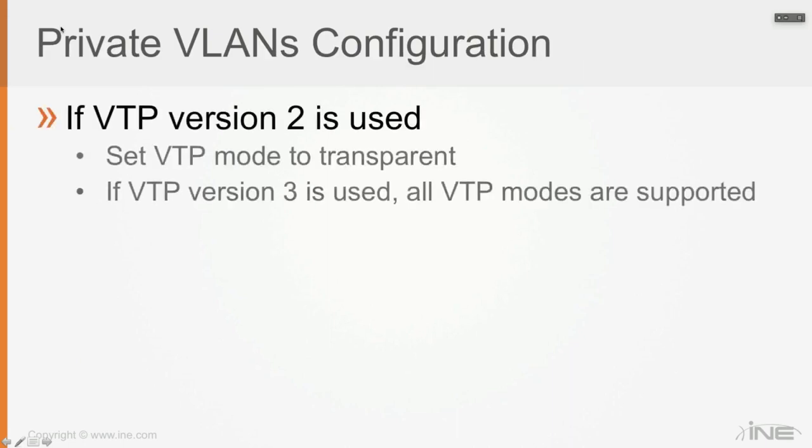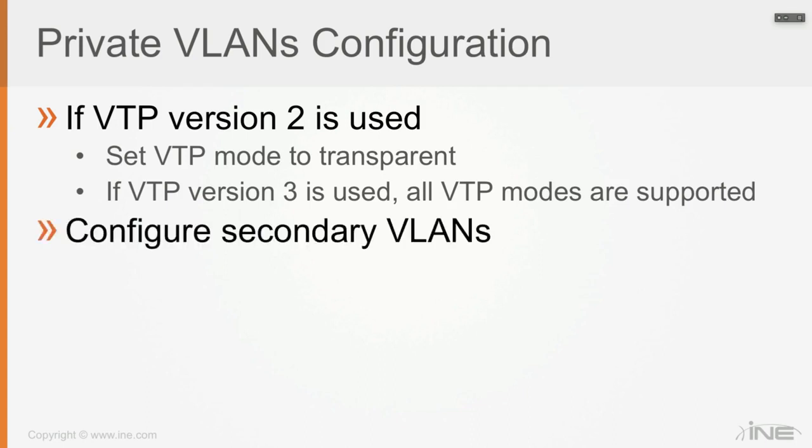Okay, now if VTP version 2 is used configuration-wise, we have to set the VTP mode to transparent for a specific reason, because VTP version 2 cannot advertise private VLAN configuration. If VTP version 3 is used, you can run VTP in which mode you want. Client, transparent, server is going to work, because VTP version 3 can advertise private VLAN configuration.